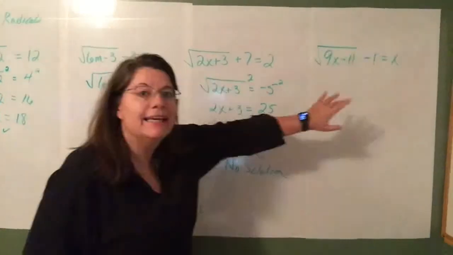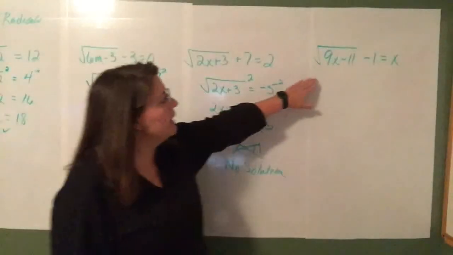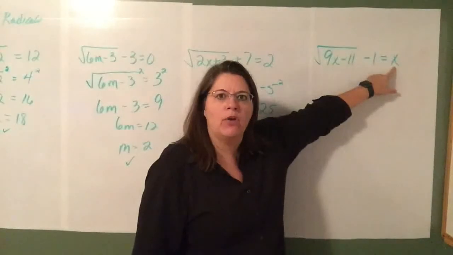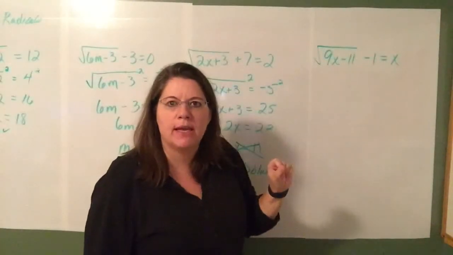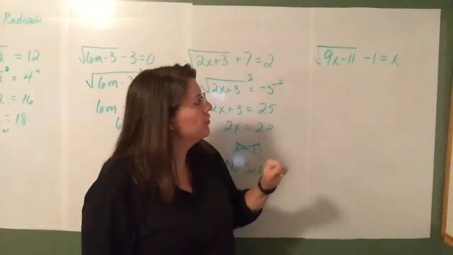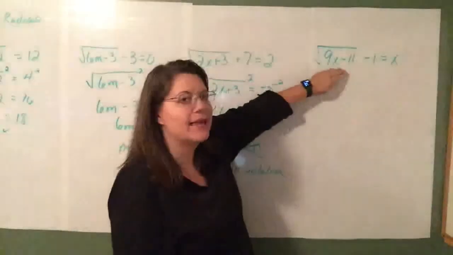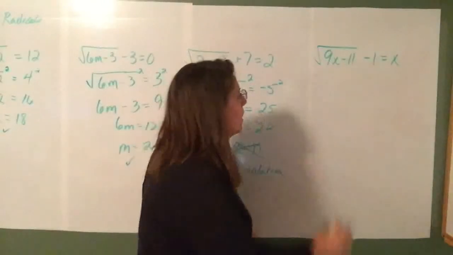In this one here, notice this is a little bit different. We have an x over here. All the ones that we've done so far have just had a number over there, no variables. So this one's going to be a little bit different. I'm still going to start it the same way. I'm going to isolate the radical, and I'm going to get the 1 on the other side.